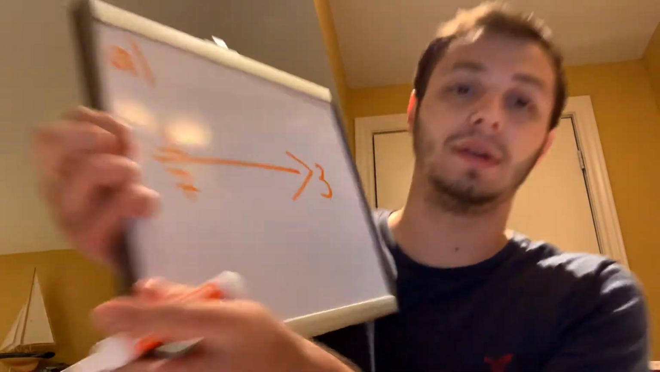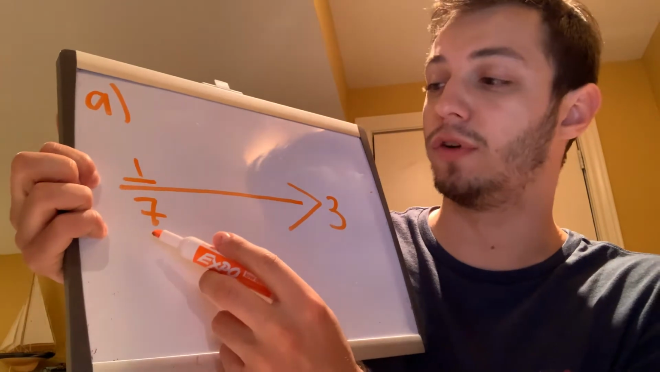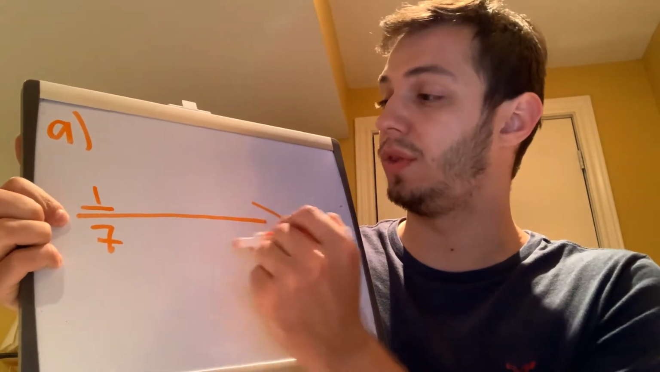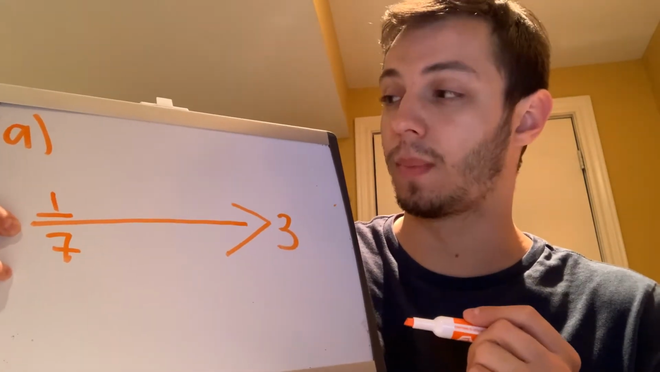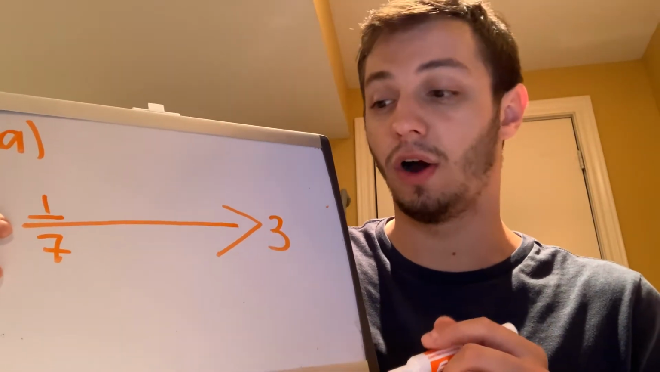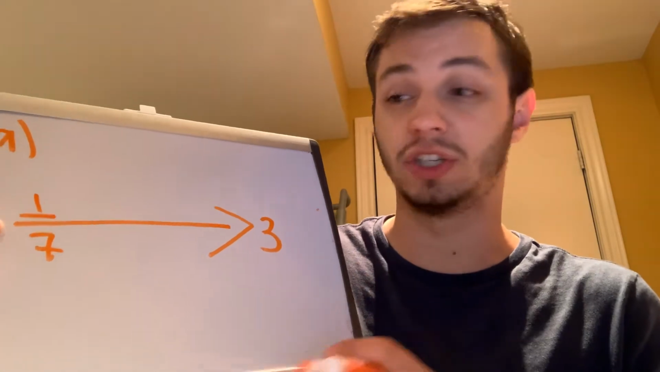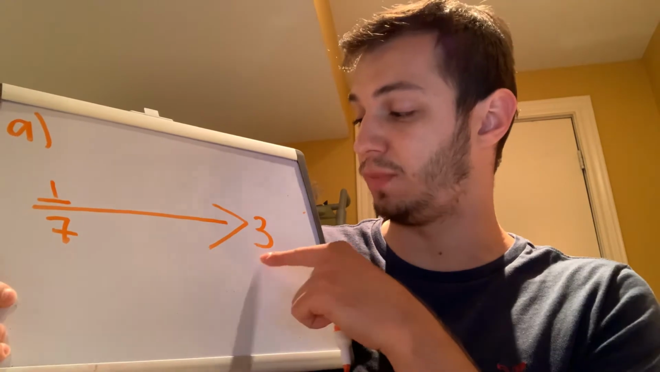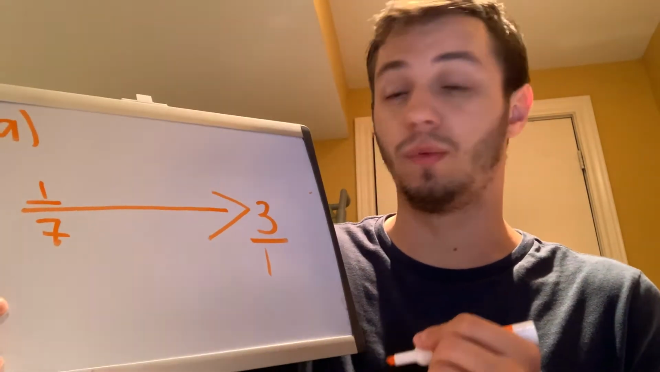So for part A, we have the number family that looks like this. We have the fraction 1/7 as our little number. We're missing our other little number, and then for our big number, we have 3. So before we can do anything, our first step is going to be to change this 3 into a fraction. In order to do that, I'm going to put it over 1. So remember, each whole number is over 1.